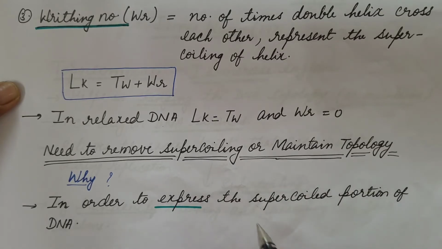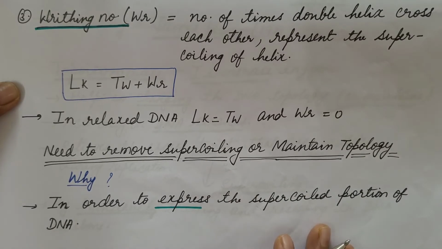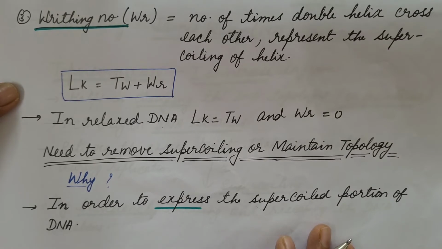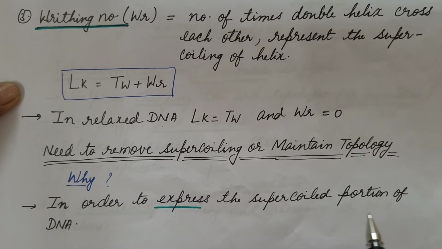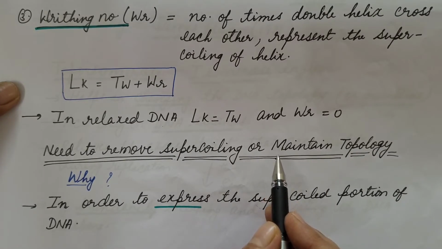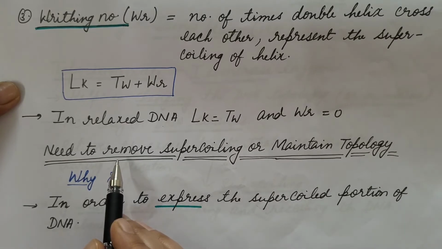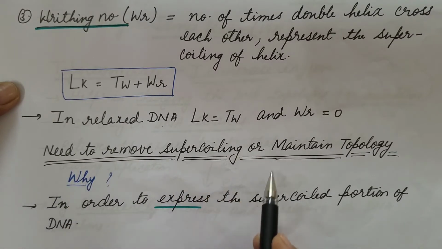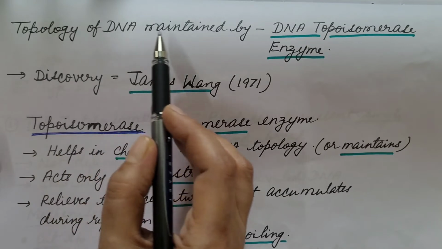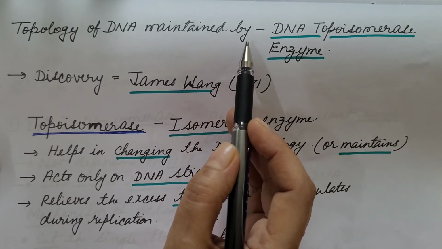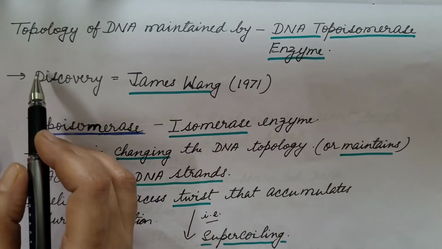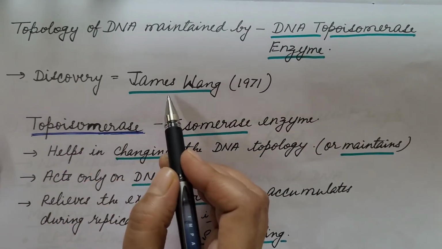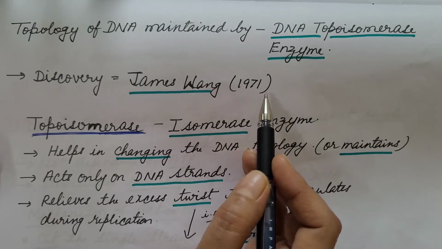The region of the DNA that is supercoiled cannot be expressed during replication or transcription. So in order to express the genes that are present in the supercoiled portion, it is important to maintain the topology of the DNA or to remove supercoiling. The topology of the DNA is maintained, or the supercoiling is removed, by the DNA topoisomerase enzyme. This enzyme was discovered by James Wang in 1971.